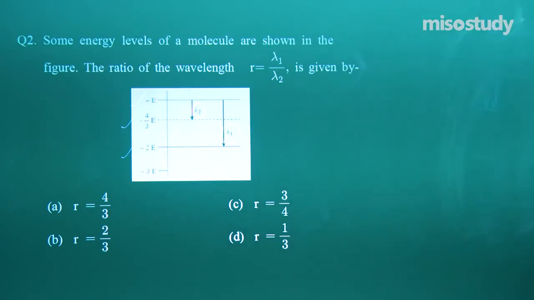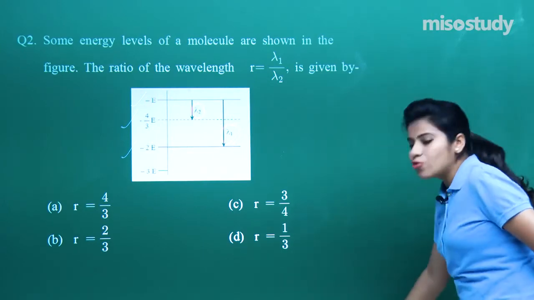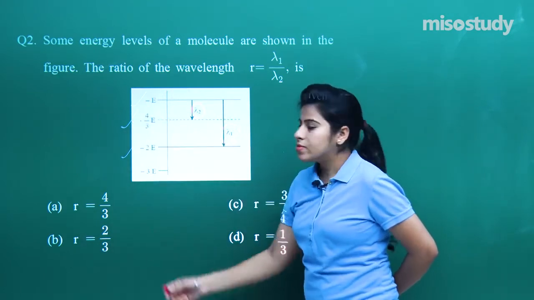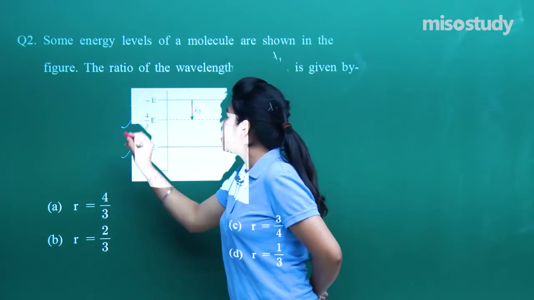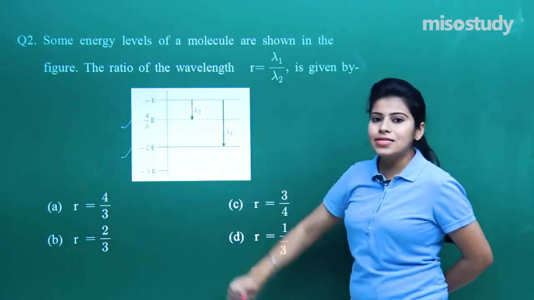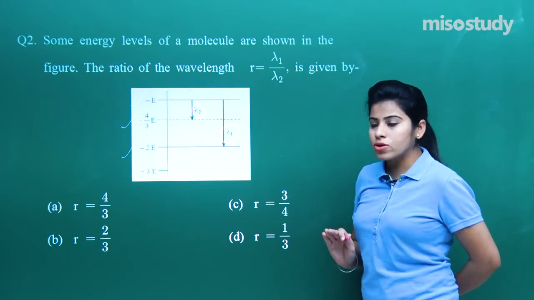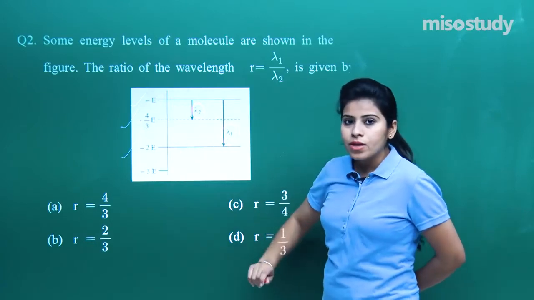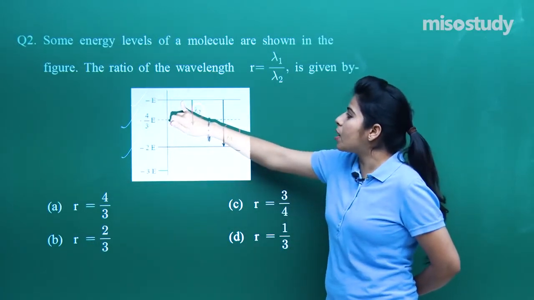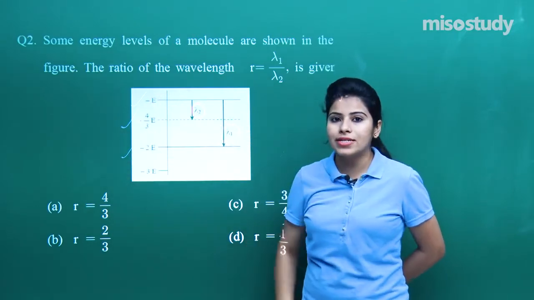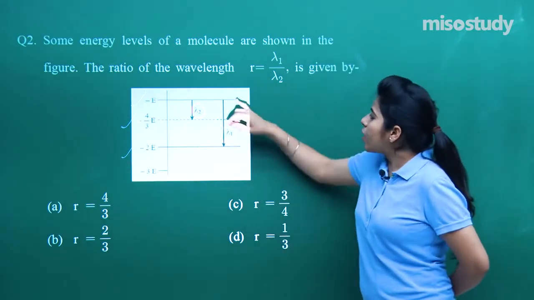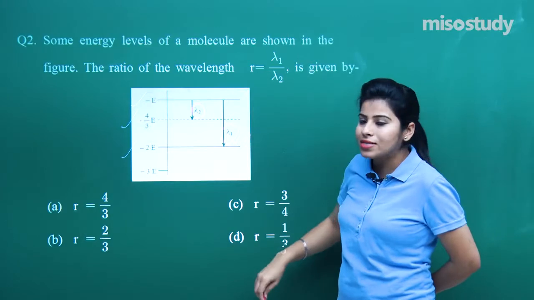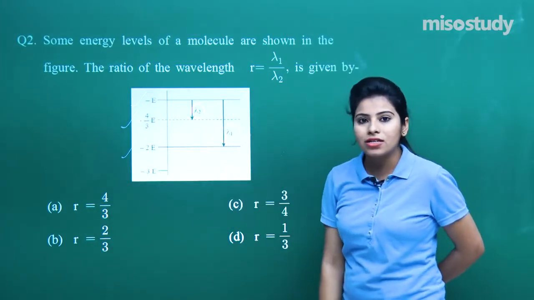Now let us start the question. You can see here this is minus E, this is minus 4 by 3E, this is minus 2E, minus 3E. What we have to note is that for lambda 2, the electron is jumping from minus E to the minus 4 by 3E energy level, and for the other wavelength it is coming from minus E to minus 2E.